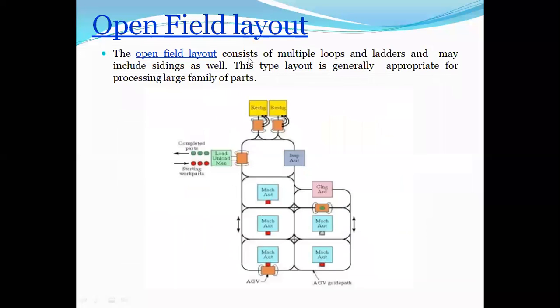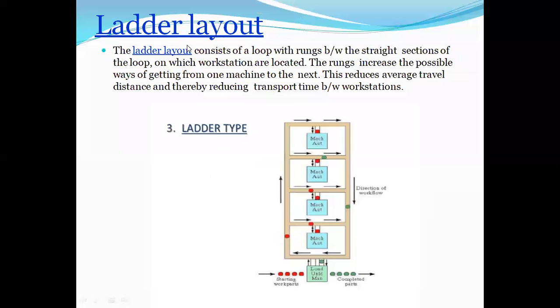Next one is open field layout. This open field layout will have a ladder-like structure as well as loops, multiple loops. Before you understand this open field, there is one more called ladder layout. I think you might have seen a ladder in your daily use. The same ladder kind of structure will be there, and the workstations will be kept at each step. It will also have some small loops. The loading and unloading stations will be at only one end.